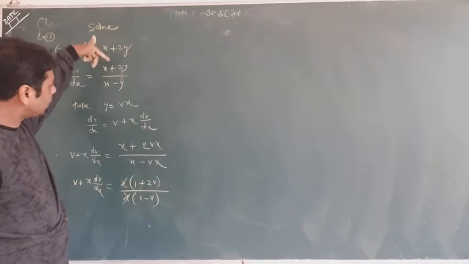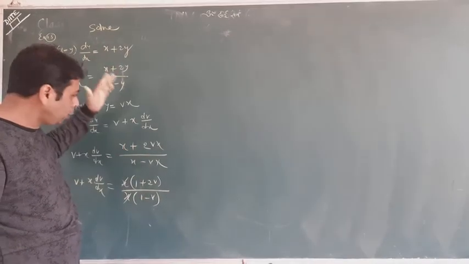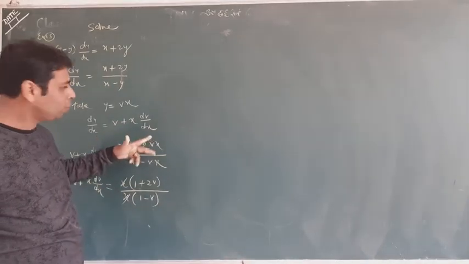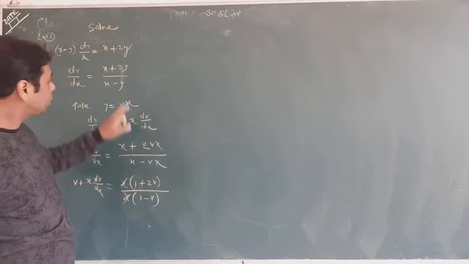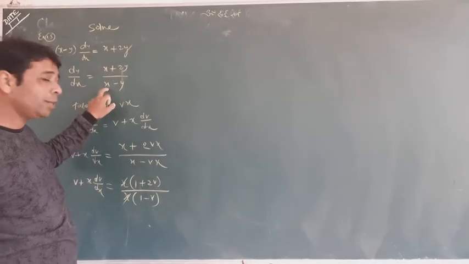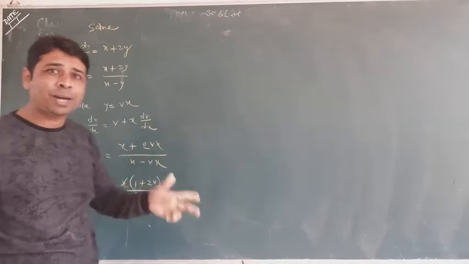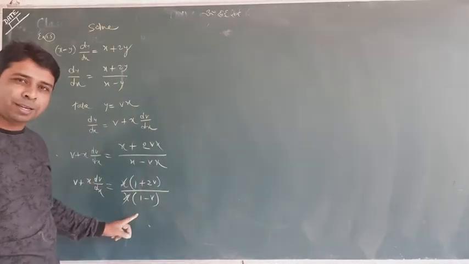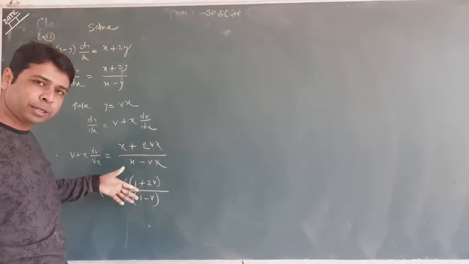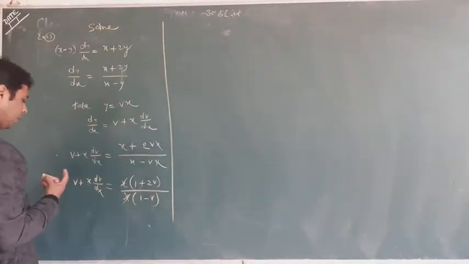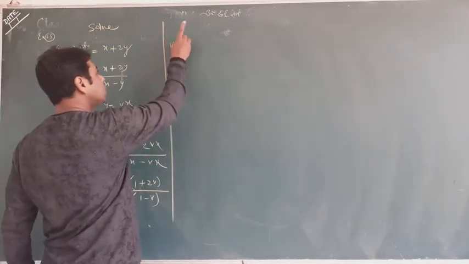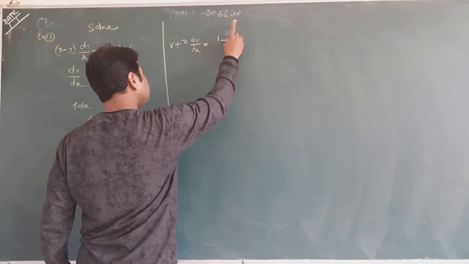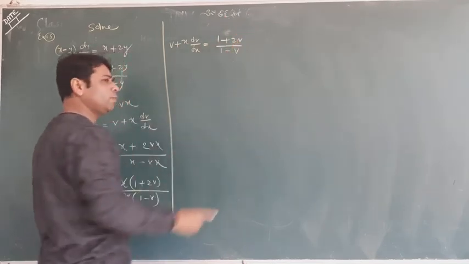Now can you make a direct habit? When you do further questions, I won't write this step because now I know it's going to be 1, it's going to be 2v, it's going to be 1, it's going to be v. Meaning instead of y we write v and instead of x we write 1. So the same answer will come. If you are still confused, you can go through the whole method. Now what we have finally is v plus x dv by dx is equal to 1 plus 2v upon 1 minus v.